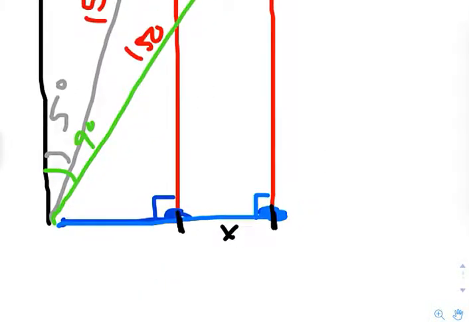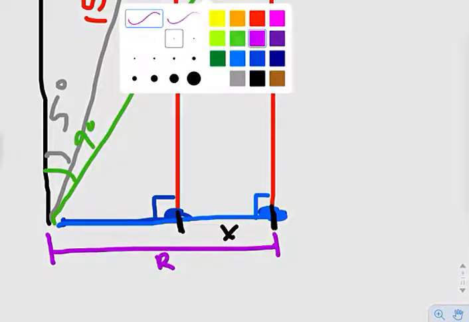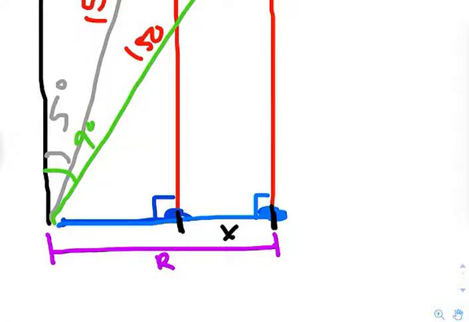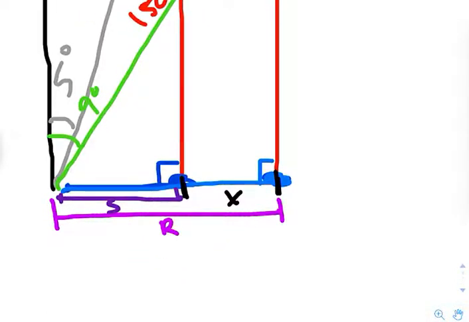If I want to find x, I'm really going to have to find two distances. I'm going to have to find this whole distance, which I'm going to call distance r. And then I'm going to have to find this distance, which I'm going to call s. Then using those in subtraction, I should be able to find x. If I have the whole distance r and I take away s, it should leave me this little section here, which I'm referring to as x.